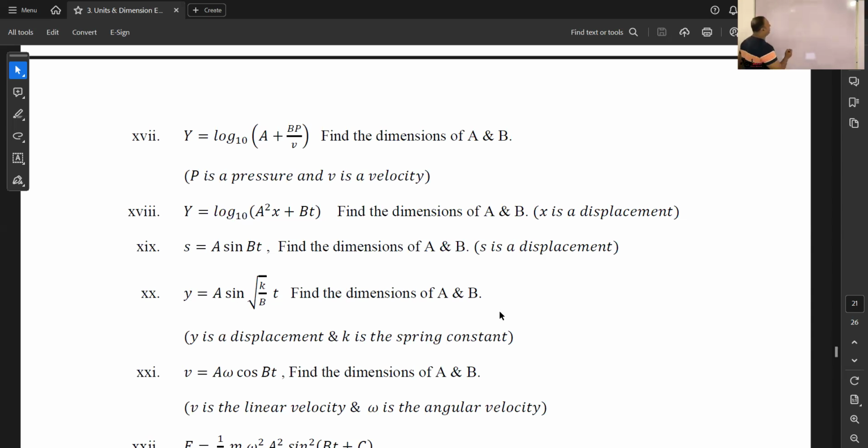Question number 17: y is equal to log of (A plus BP over V). Here, P is a pressure and V is a velocity.